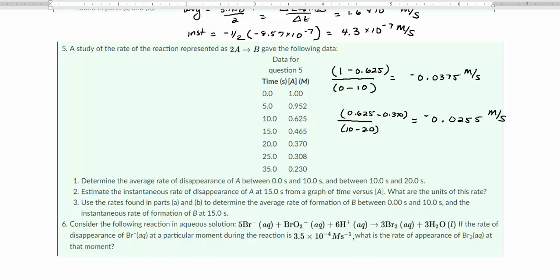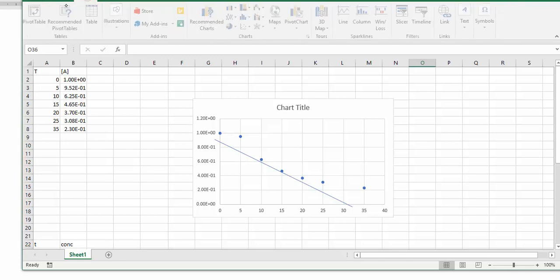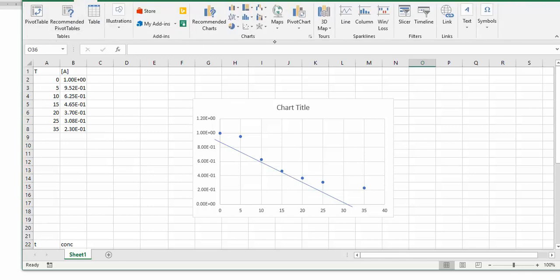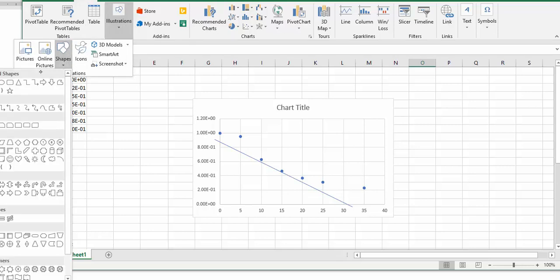Number 2, we're asked to find the instantaneous rate of disappearance at 15 seconds from a graph. So here I have graphed, and here I have inserted a tangent line. Do not insert a trend line. It's not going to help you. I inserted a tangent line by going to insert, and then there's symbols somewhere, shapes. Here we go. And I just used that function in order to draw in my tangent line.